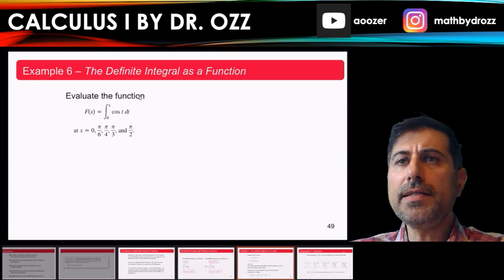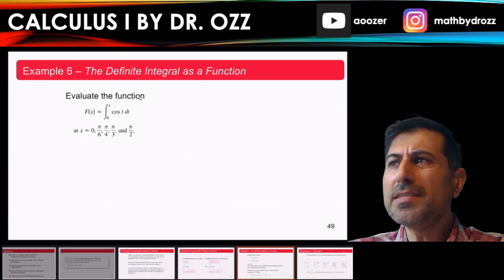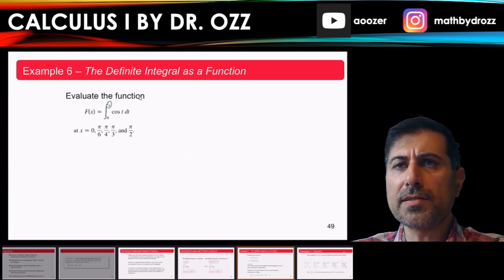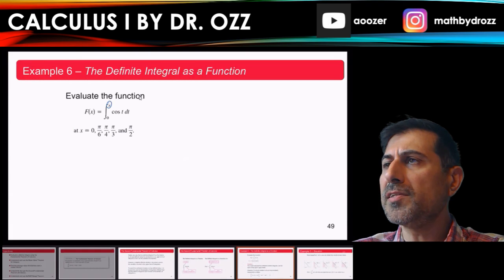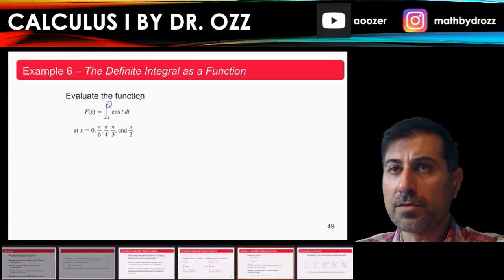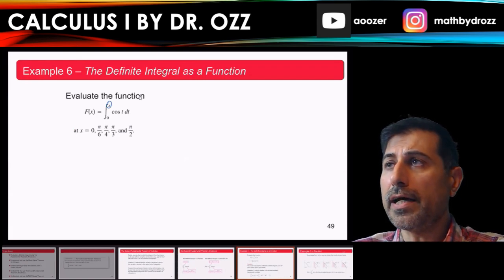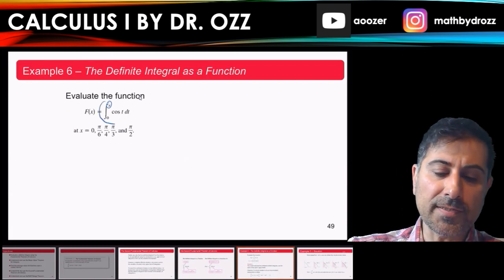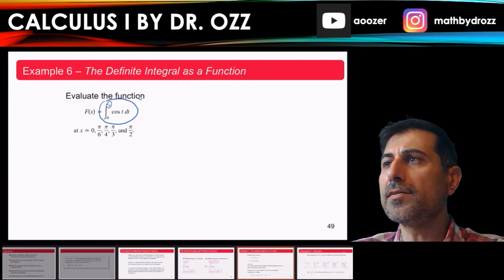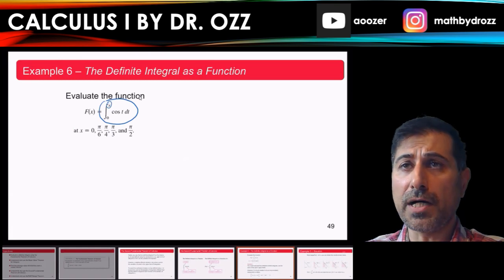To give you an idea about the meaning of x in one of the upper limits, I wanted to come up with this example, which is the integral from 0 to x of cosine t dt. We know that the result is a function of x, and we call it capital F of x. Once we have capital F of x coming out of this definite integration, the question is asking you to evaluate capital F at 0, pi over 6, and all the way to pi over 2.